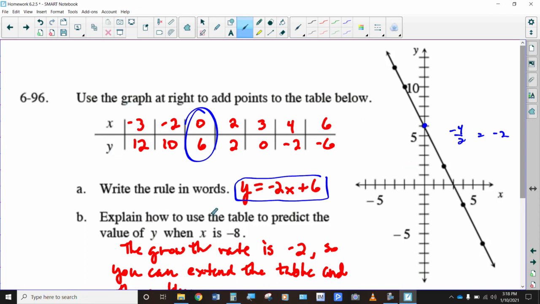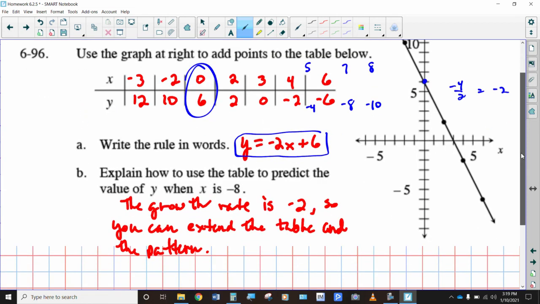It says, explain how to use the table to predict the value of y when x is equal to -8. How to use the table? Well, you'd probably want to have every number accounted for and not be skipping any of them. But you could go 2, 3, 4, 5 would end up having to be -4. 6 is -6. 7 would be -8, and 8 would be -10. So you can go this direction, and then you'd have to do the exact same thing in the other direction. So you just keep counting and adding by 2s until eventually you got there. Just extend the pattern.